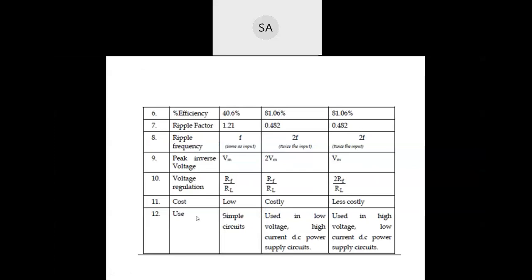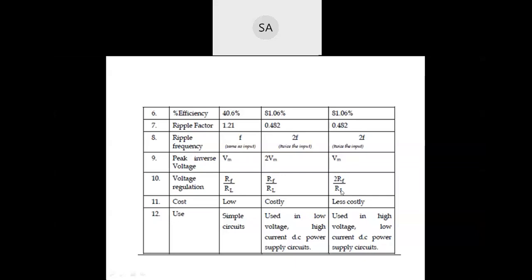Efficiency in the half wave rectifier is 40.6 percent, in the center tap it is 81.06 percent, and in the full wave bridge rectifier it is 81.65 percent. The ripple factor in the half wave is 1.21, in the center tap 0.482, and in the bridge 0.48. Ripple frequency in the half wave is F, in the center tap 2F, and in the bridge also 2F. Peak inverse voltage in the half wave is VM, in the center tap 2 VM, and in the bridge VM only. Voltage regulation is RF by RL, whereas in the bridge it is 2 RF by RL.